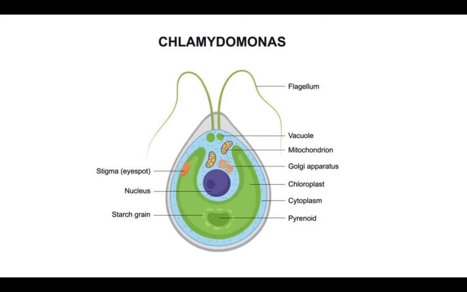Alright. The next organism is called Chlamydomonas. And the most important thing to notice is that it has this big chloroplast, which allows it to perform photosynthesis. So it doesn't have an oral groove like paramecium has, because it doesn't need one, because it can make its own nutrients.